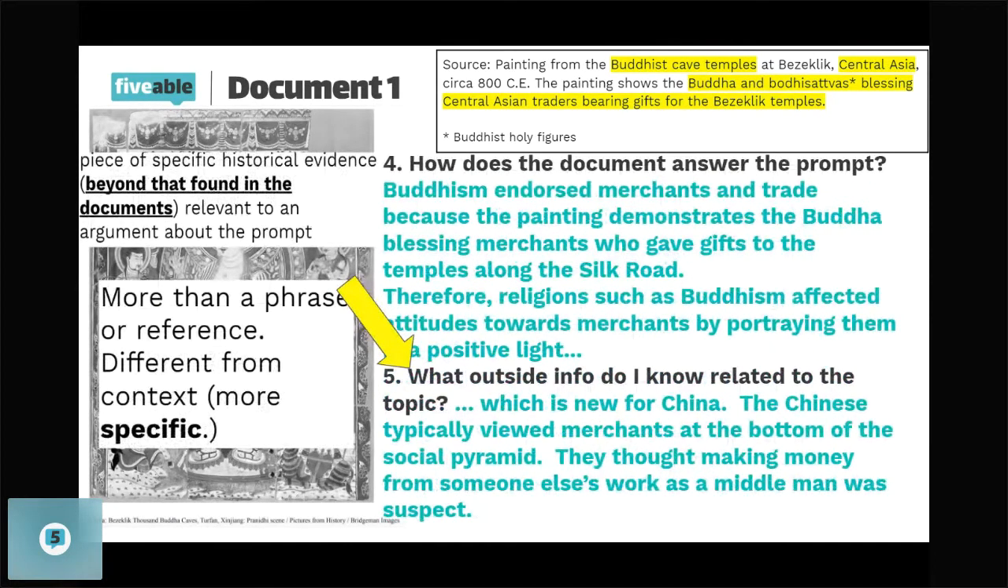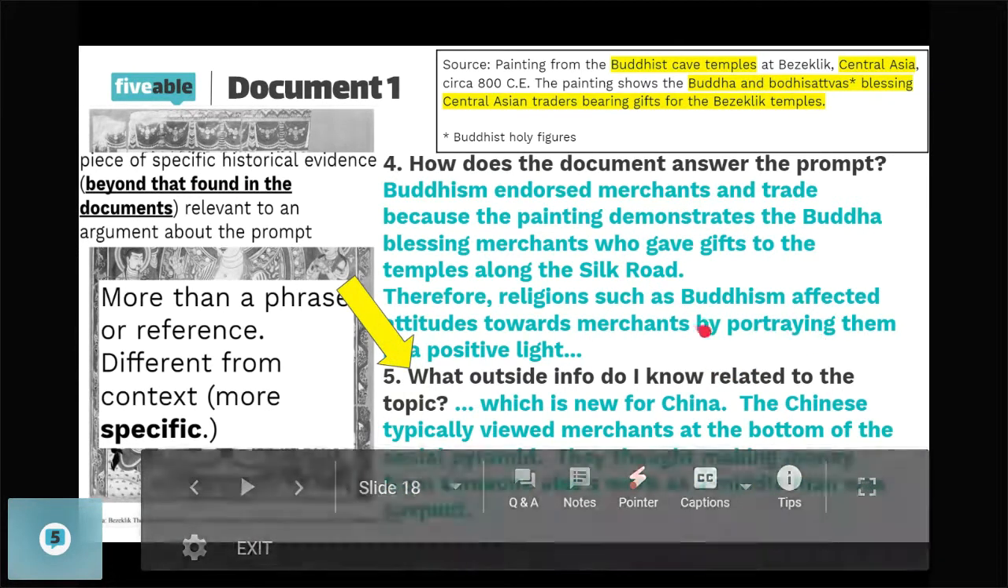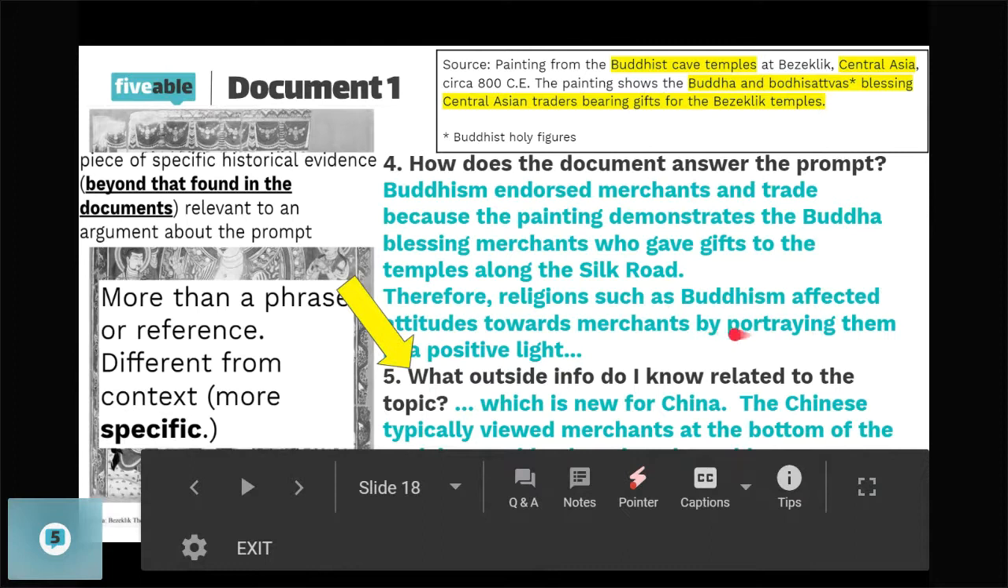I'll show you. Now, this is the evidence beyond the documents, right? More than a phrase or reference, different from your historical context. So here's where I would add on. This is my, how does the document answer the prompt? And then I would say, what did I end up with? Merchants by portraying them in a positive light. So I would add on my outside info here, and I put, which is new for China.